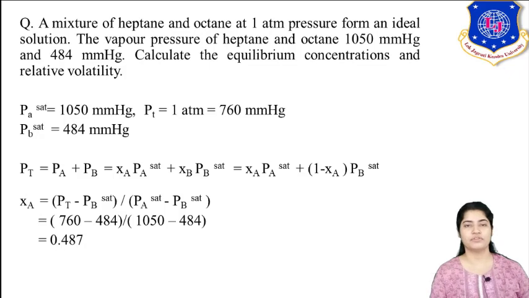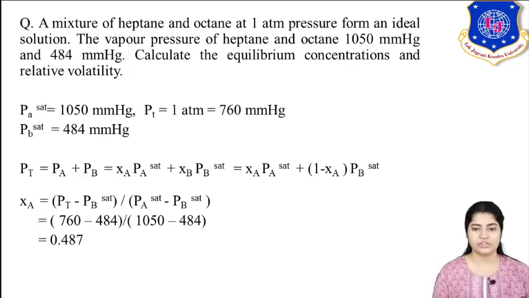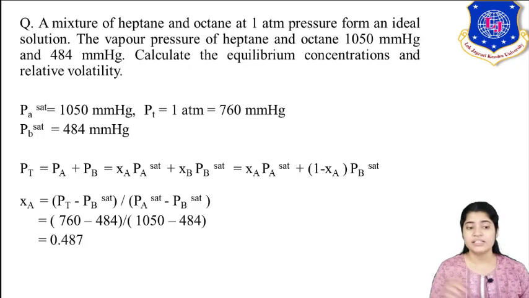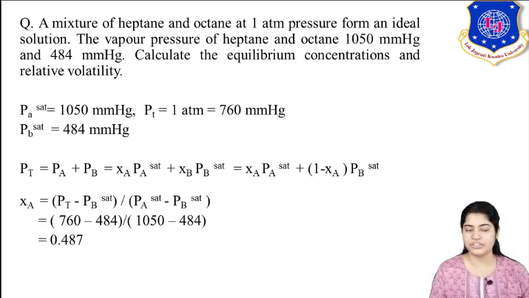Now moving forward with the first question. Read the question thoroughly. A mixture of heptane and octane at 1 atm pressure forms an ideal solution. The keyword here is ideal solution. It means you can apply Raoult's law. Vapor pressures of heptane and octane are both given. So PA sat and PB sat are given as 1050 mmHg and 484 mmHg. Now calculate the equilibrium concentrations and relative volatility. So you have to find two things.